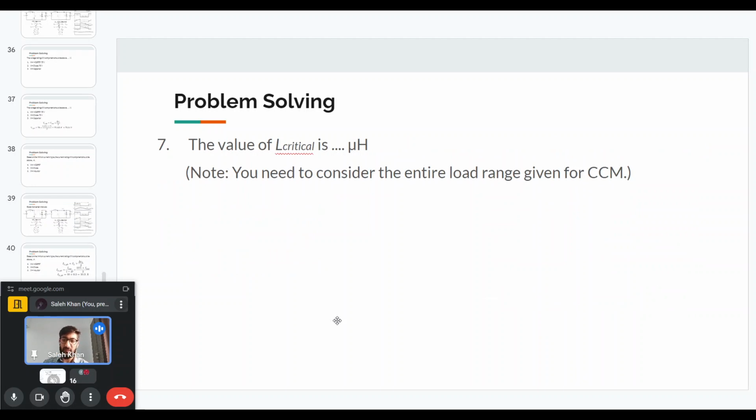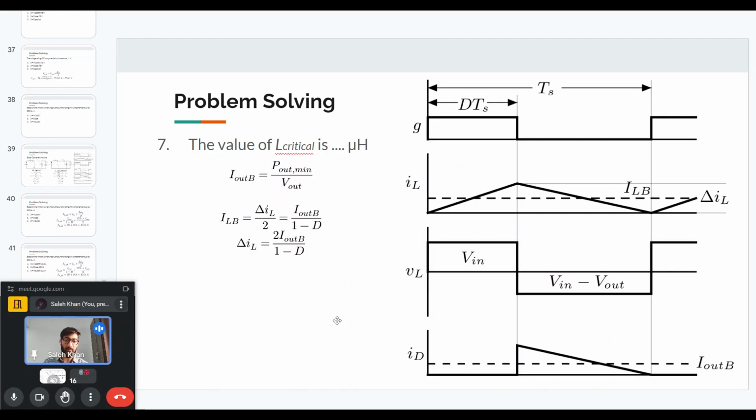So the next question is asking about what is the value of L critical. And we are told that we have to consider the entire load range given for CCM, so that is from 150 watt to 300 watt. So L critical is basically the minimum value of inductance that is needed to avoid going to DCM. If we have this inductance, then we will go to the boundary condition.